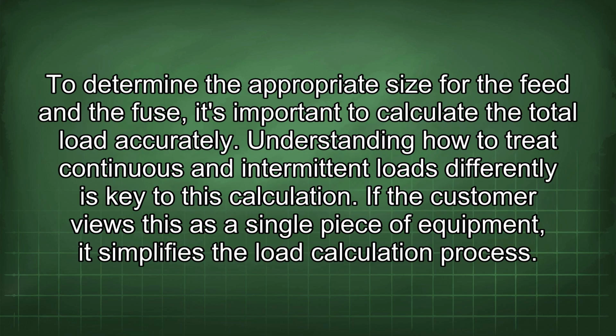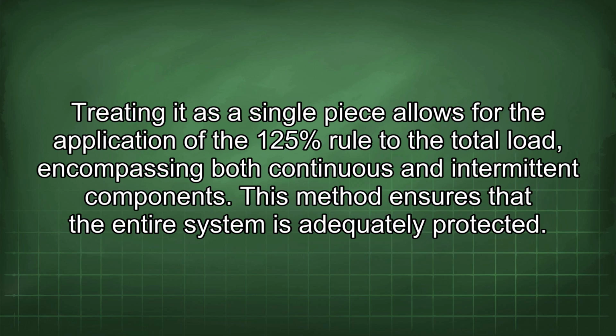To determine the appropriate size for the feed and the fuse, it's important to calculate the total load accurately. Understanding how to treat continuous and intermittent loads differently is key to this calculation. If the customer views this as a single piece of equipment, it simplifies the load calculation process. Treating it as a single piece allows for the application of the 125% rule to the total load, encompassing both continuous and intermittent components. This method ensures that the entire system is adequately protected.